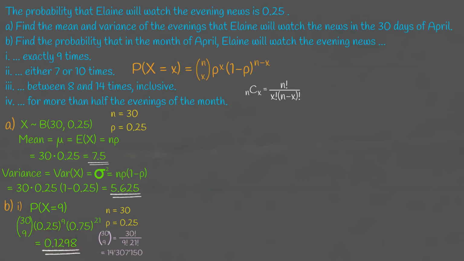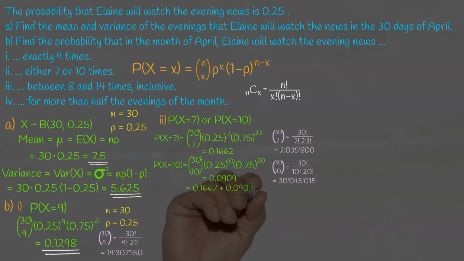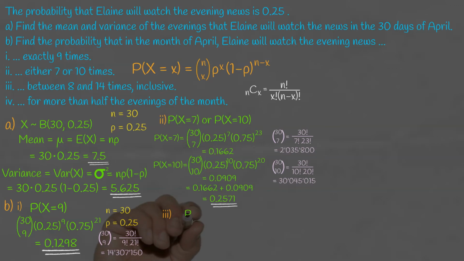To work out the probability for either 7 or 10 times, we put x equal to 7 or x equal to 10. So because they're exact values, we again use the binomial formula to work out the probability for x equals 7 and for x equals 10, and then we add them together to get our final answer, which comes out at 0.2571.